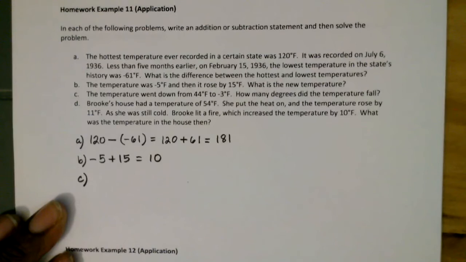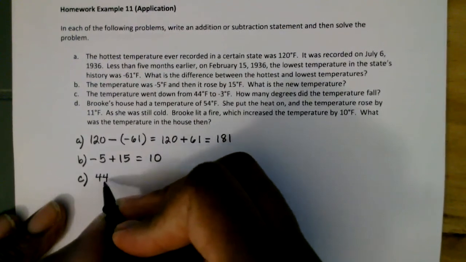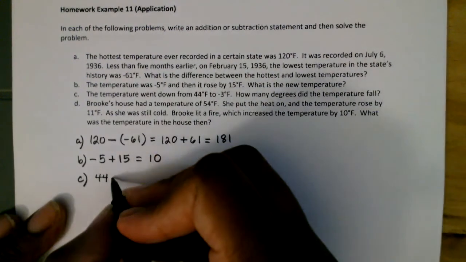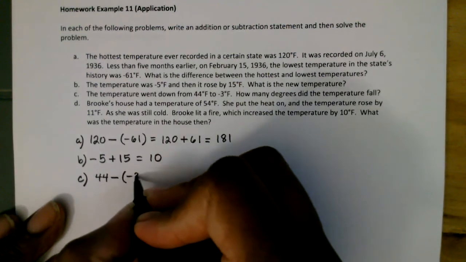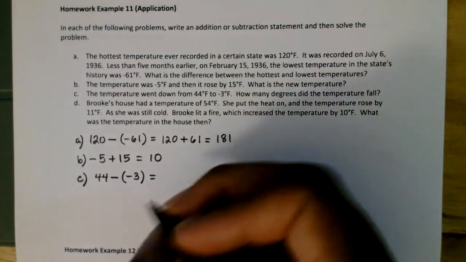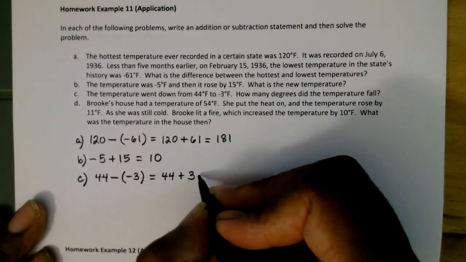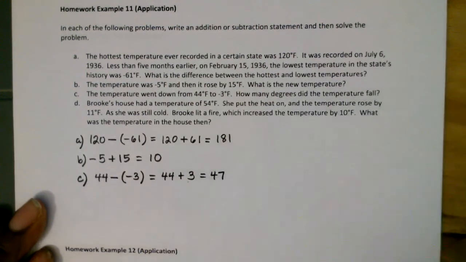Now, part C. The temperature went down from 44 degrees to negative 3 degrees Fahrenheit. How many degrees did the temperature fall? It started off as 44 degrees and went down to negative 3, so it'd be minus negative 3. That would be the subtraction sentence, 44 minus negative 3, which is the same as 44 plus the opposite of negative 3, which is 3. So 44 plus 3 will be 47.